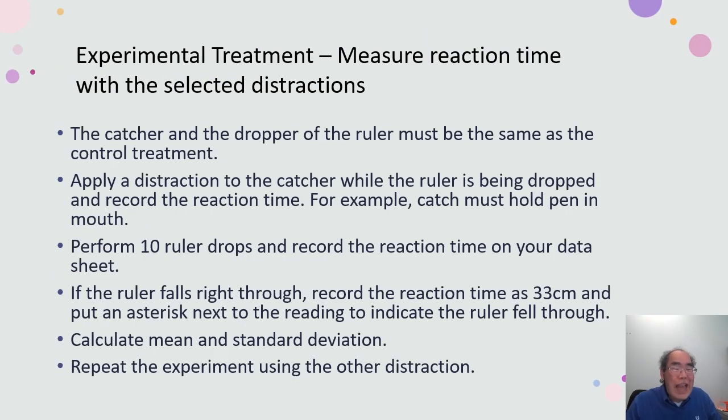Okay, make sure the catcher and dropper of the ruler are the same in the control treatment as well as the experimental treatment. You don't want a young kid doing the control runs and then have someone else, your grandfather, do the experimental run. You know, different people have different reaction times, so the catcher and dropper must be the same throughout the experiment. That's a controlled variable.